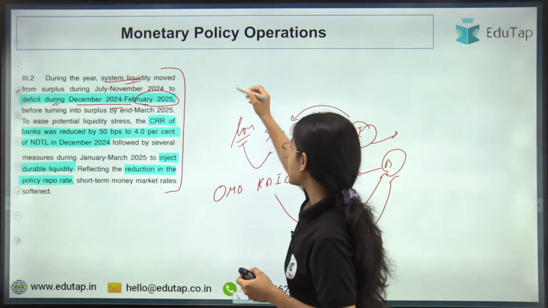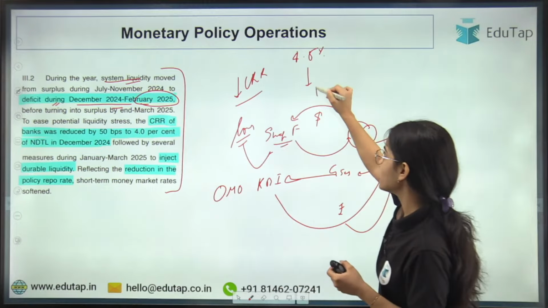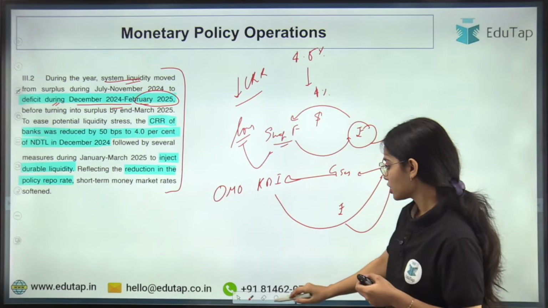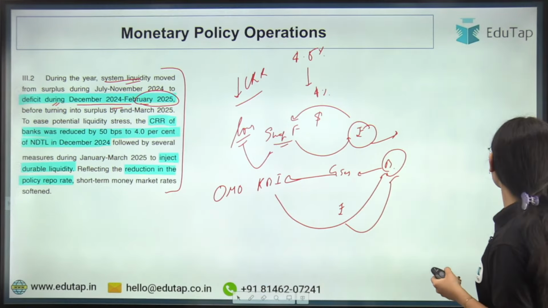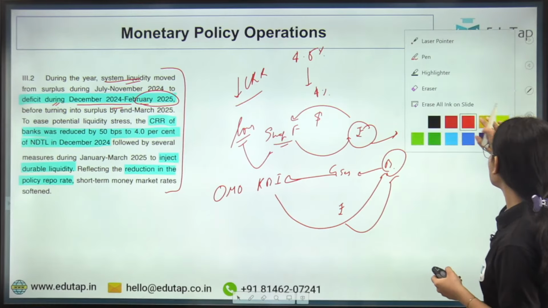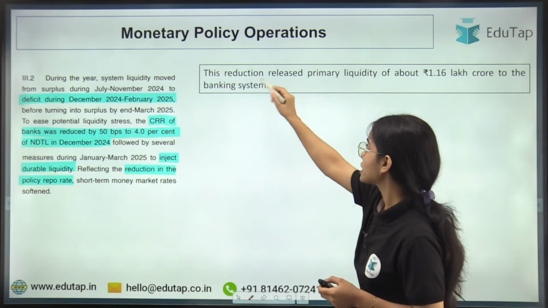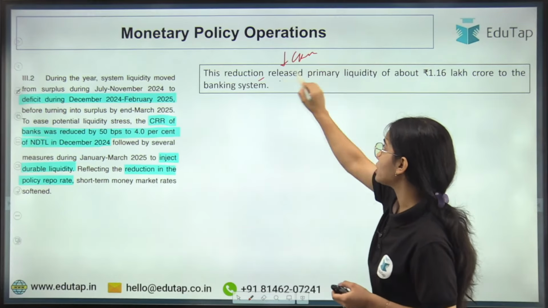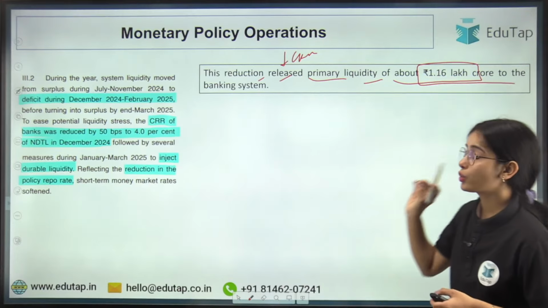The CRR was reduced from 4.5% to 4% in 2 tranches. So these are certain steps that the RBI has taken to improve the liquidity in the economy. Now the reduction of the CRR released primary liquidity of about 1.16 lakh crore to the banking system.